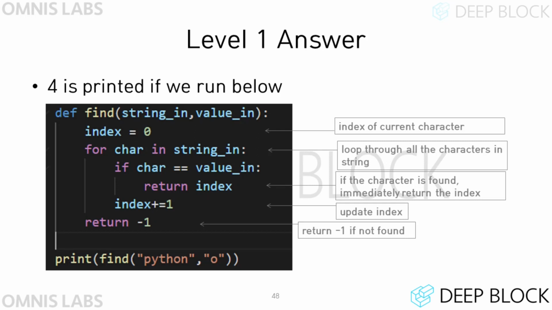Let's look at an example answer. First, initialize the variable called index to 0. And loop through all the characters in the string one by one using a for loop. And if the element in the string is equal to value_in, the index is returned immediately. If not, it continues the iteration by incrementing the variable index by 1. In this way, the loop continues until value_in is found. If the iteration finishes without returning something, return -1.